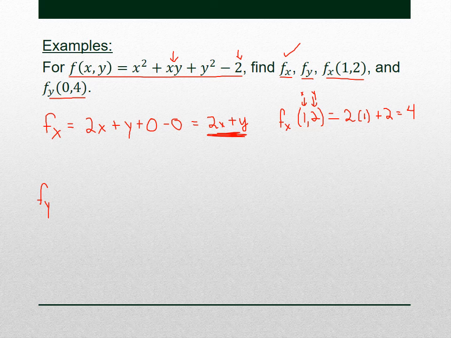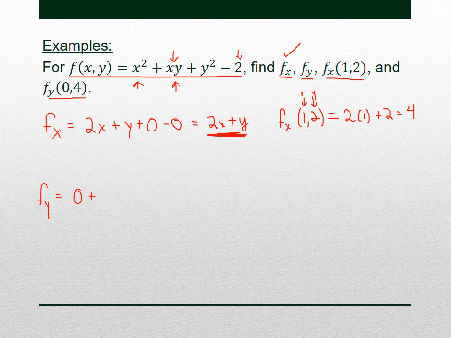All right, now let's find the partial derivative with respect to y. So now we're going to treat y as our variable, take the derivative with respect to it. That's going to be the variable. And then whenever we see an x, we'll treat it as a constant. So let's start with x squared. X squared, if x is a constant, is still just some constant. And what is the derivative of a constant? It's 0.